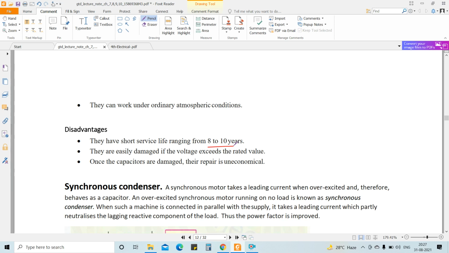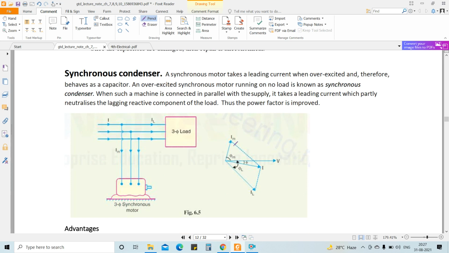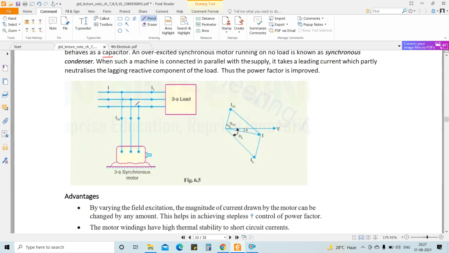Okay, so the next equipment is the synchronous condenser. So this is the synchronous condenser connected in parallel with this three-phase load. A synchronous motor takes a leading current when overexcited, and therefore behaves as a capacitor. So an overexcited synchronous motor running on no load is known as a synchronous condenser. When such a machine is connected in parallel with the supply, it takes a leading current which partly neutralizes the lagging reactive component of the load. So hence the power factor is improved.